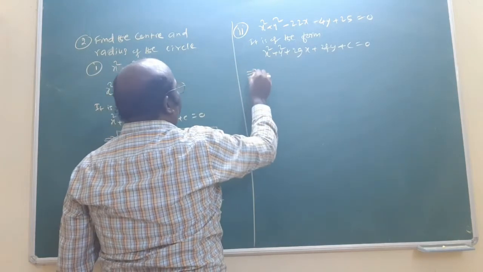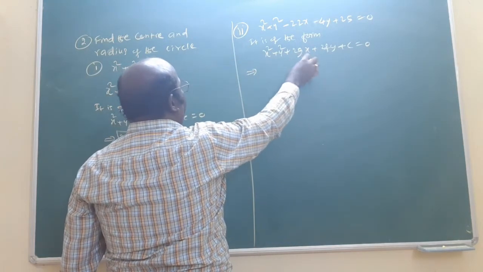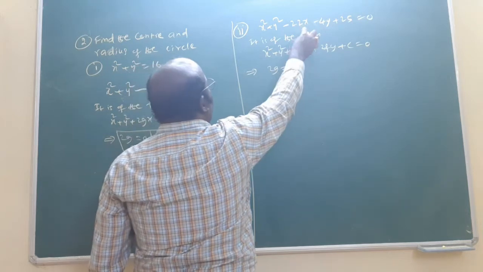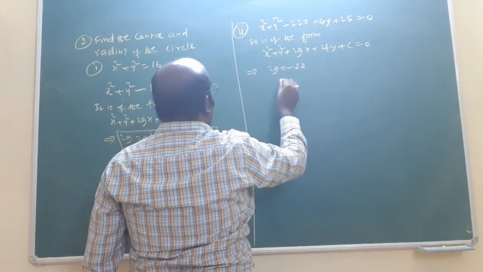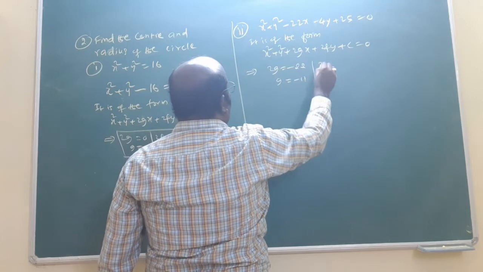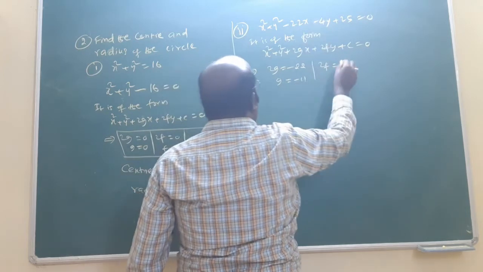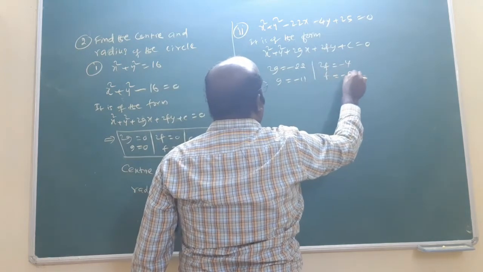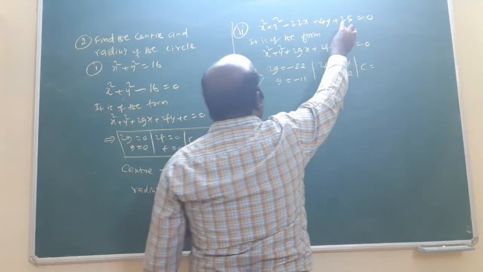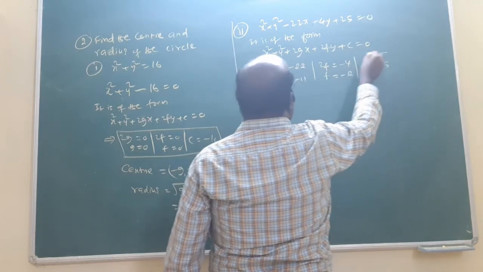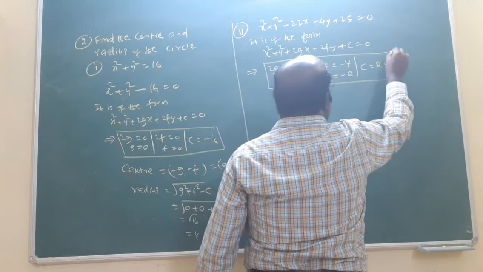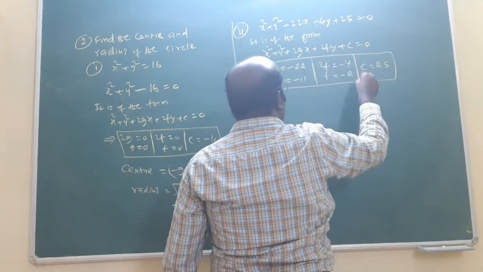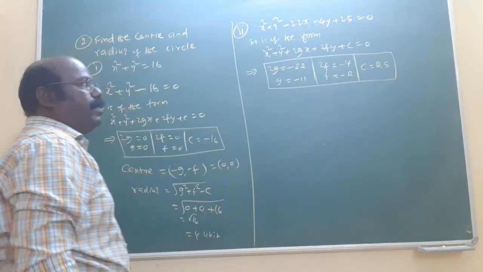Now comparing the coefficient of x, x is what? 2g. Here minus 22. g is minus 11. Am I right? Then 2f equal to what? Minus 4. f equal to minus 2. c equal to what? Constant 25. Am I right? g, f, c over.